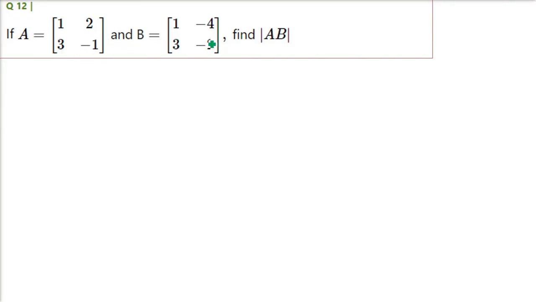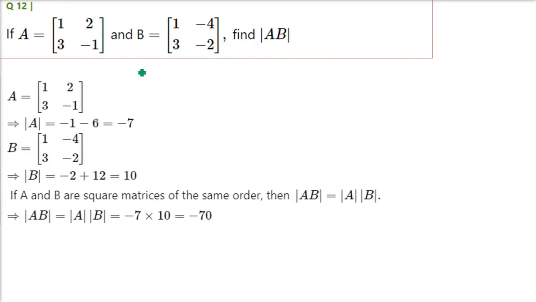Now A is this and B is this. This type of question we have, I think 9 questions were there. The question is saying, if A and B are square matrices of the same order, then the determinant of AB is equal to the determinant of A multiplied by the determinant of B. So we'll find the determinant of A, find the determinant of B, multiply them, and that is the determinant of AB.